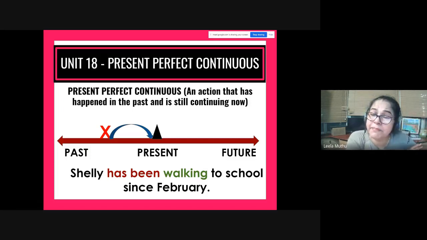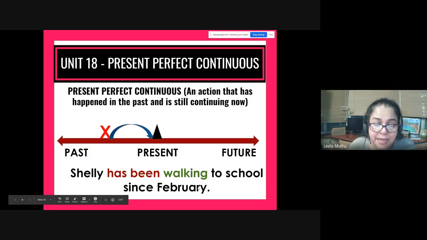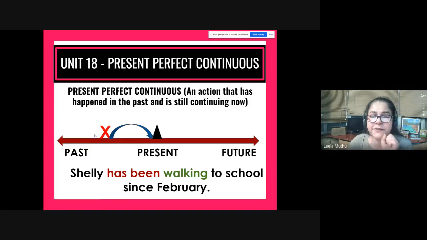It started in the past, but it is still continuing right now. It started in the past, but it is still happening right now. Okay, so Shelley has been walking to school since February. So let's say the place where X is, it's February, a very specific time. Okay, and she has continued to walk till the present date.